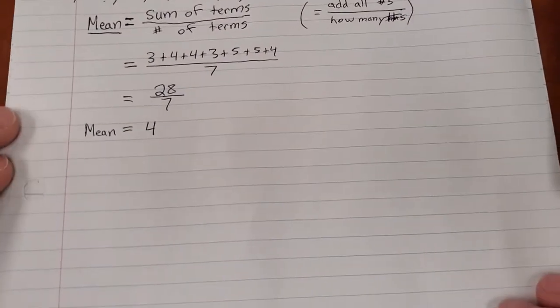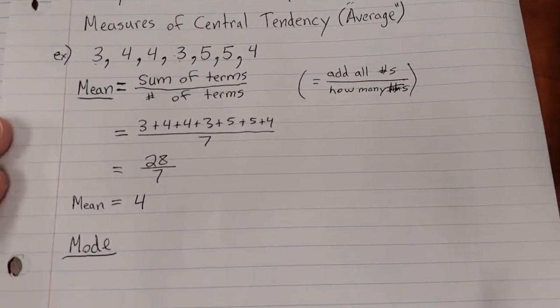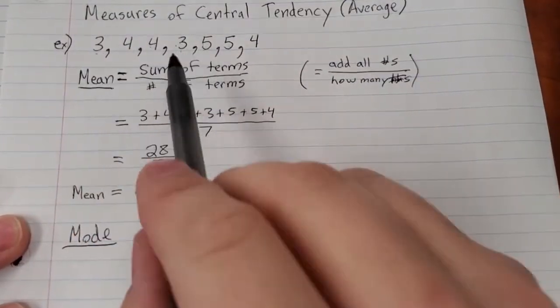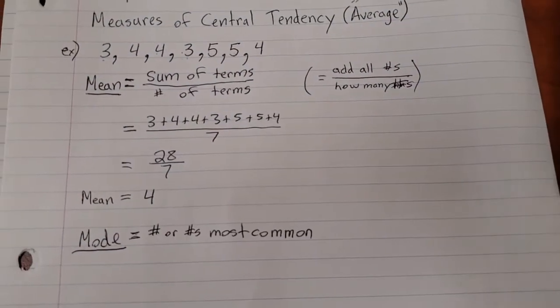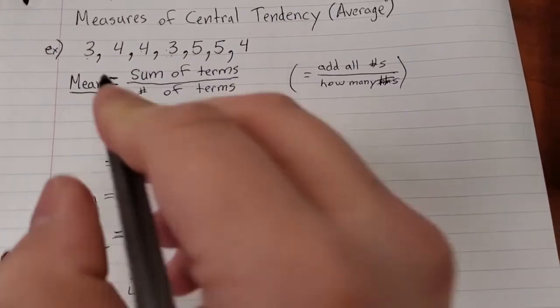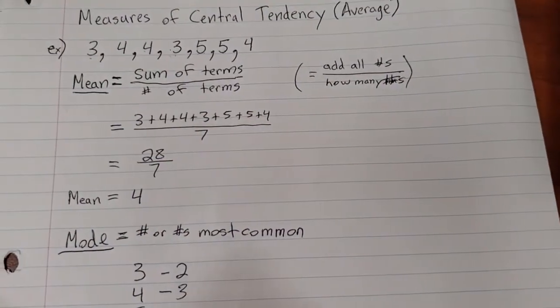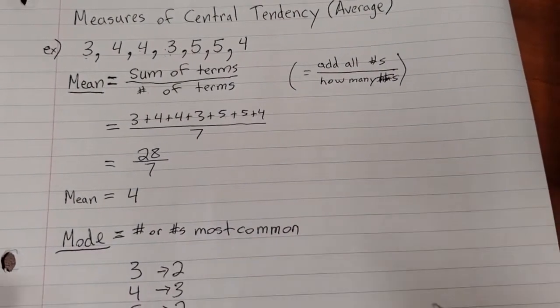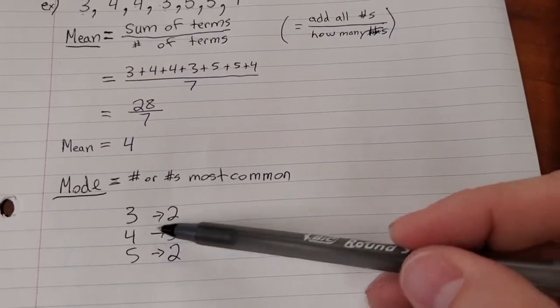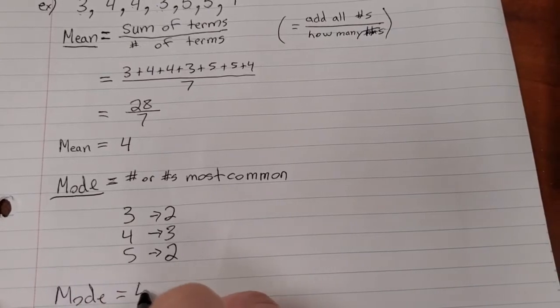Let's look at the second type. It's called the mode. This, in my opinion, is the easiest to calculate. Why? Because it's just the number that there's the most of. So if we look at this set, how many 3s? There's 2 of them. 4s, there's 1, 2, 3 of them. And 5s, there's 2 of them. Which one is there the most of? 4s. There's 3 4s. So in this case, the mode is 4.